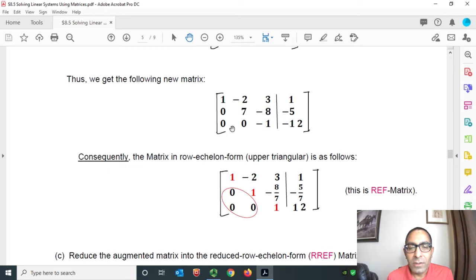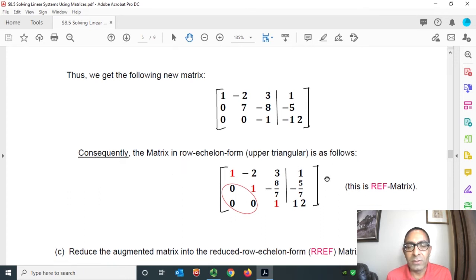So then we wanted the diagonal entries 1s and below the diagonal 0s. Now we have all the entries below the diagonals are 0s. So that's good. So now we want the diagonal entries 1. So here we want 1. So that means we divide the third row by -1. So that gives me +1 here. That's fine. In the second row, we want to divide the second row by 7. And then that gives us 1 here. Then we're done. So consequently, the matrix in row echelon form is as follows.